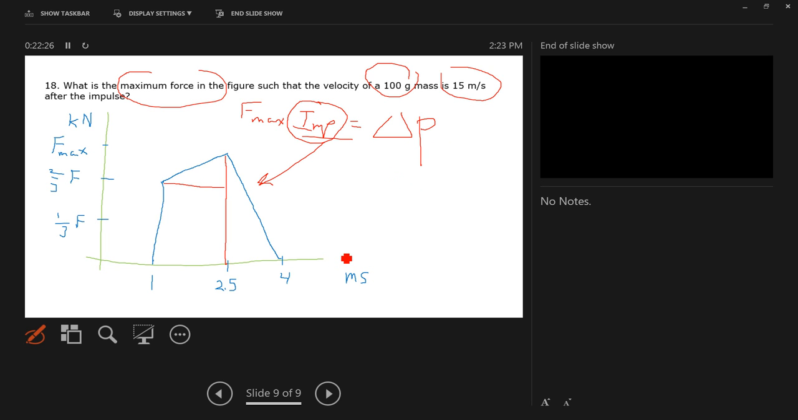Okay, I hope that helps to give you some hints as to how to attack these three kinds of problems: impulse, momentum, conservation of momentum, as well as graphical representation of impulse.